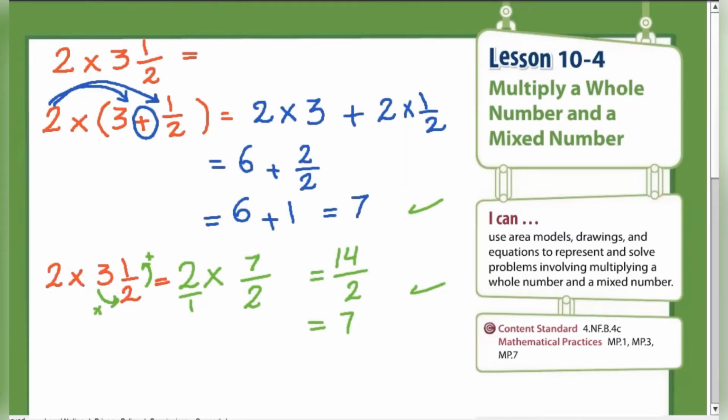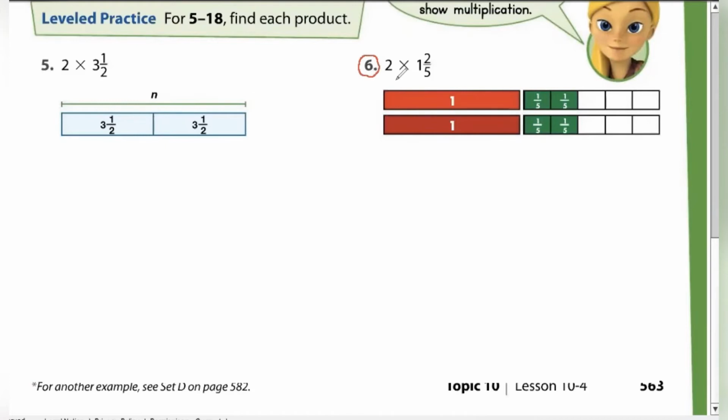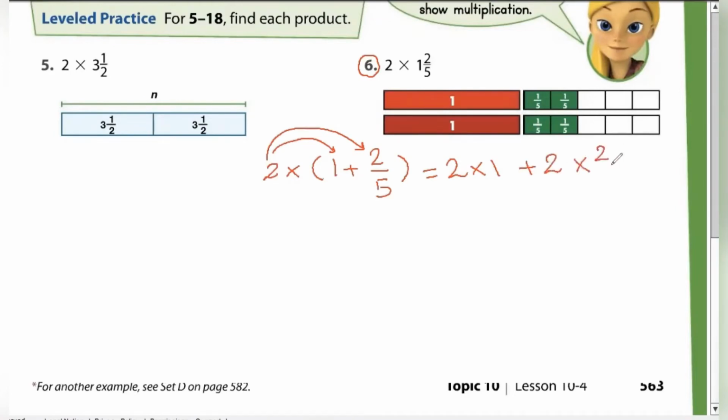Let's start our lesson. Number 6. I will solve number 6 by using the two ways. 2 times 1, I will decompose the mixed number, plus 2 out of 5. Now use the distributive property, multiply 2 here and here. 2 times 1 plus 2 times 2 out of 5. 2 times 1 equals 2, plus 2 times 2 equals 4 out of 5.